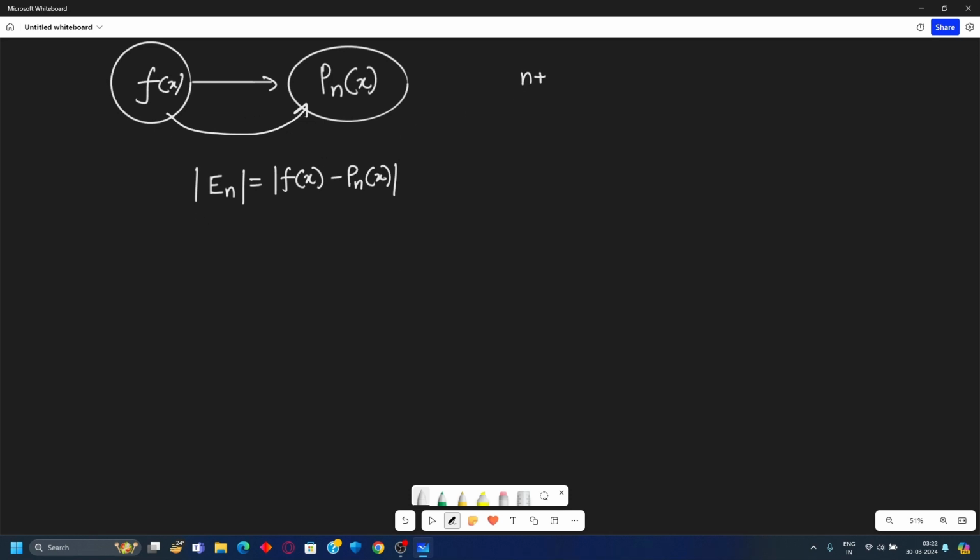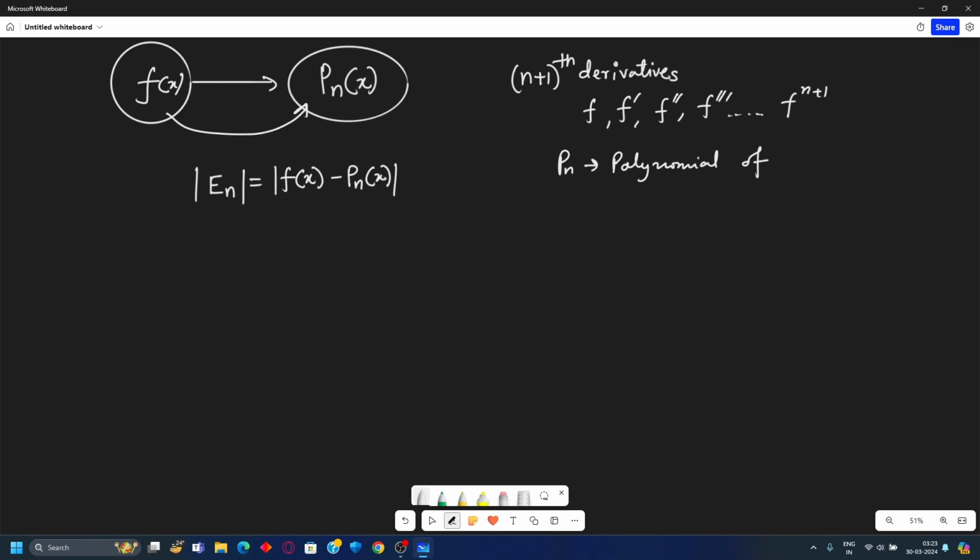f(x) has n plus 1th derivatives. That means we have f dash, f double dash, f triple dash, and so on, up to f n plus 1. Correct? And Pn is a polynomial of degree n. So we have Pn, Pn dash, Pn double dash, Pn triple dash, and so on, up to the nth derivative, and then Pn n plus 1.